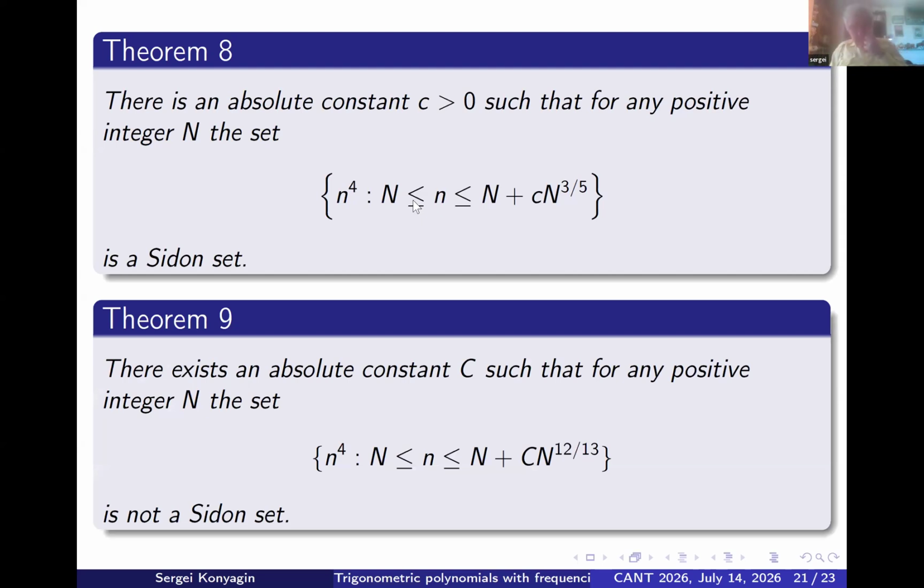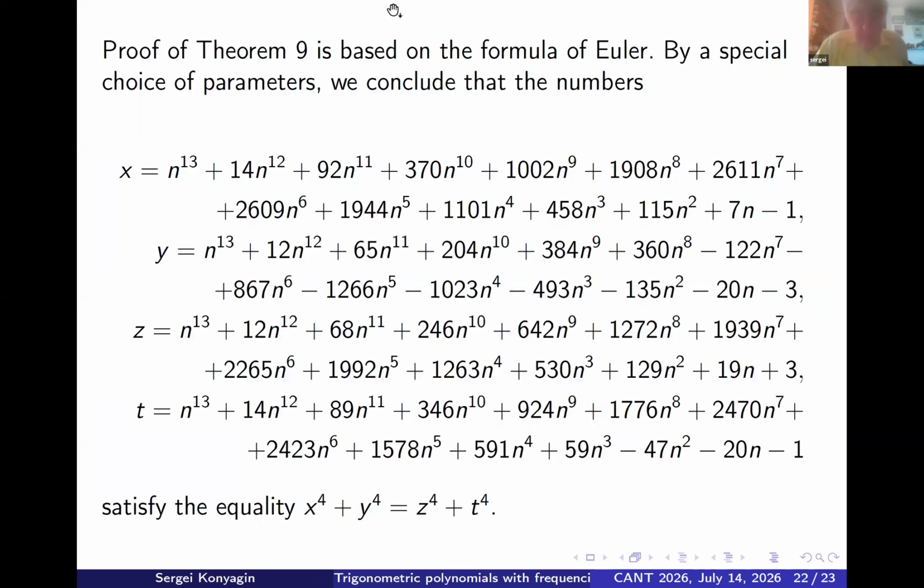On the other hand, we have the following: for any positive integer n, if we take this additive term with the exponent close to 1, actually 12 divided by 13, then this is not a Sidon set. And the proof is based on some identity.